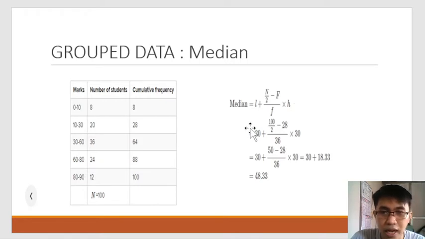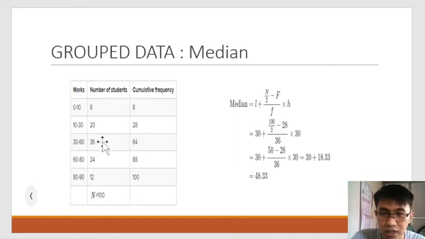So, isa-isahin na lang po natin muna. I-substitute natin dito sa ating formula. Yung L po is the lower limit of the median class. So, 30 to 60, ang lower limit yung 30. Kaya po siya 30 dyan. Plus, N is 100 divided by 2 minus yung F, yung cumulative frequency immediately preceding. So, 64 yung cumulative frequency ng median class. Ang immediately preceding na cumulative frequency is 28. Kaya po 28 ito. Divided by the frequency, yung small f is the frequency of the median class.